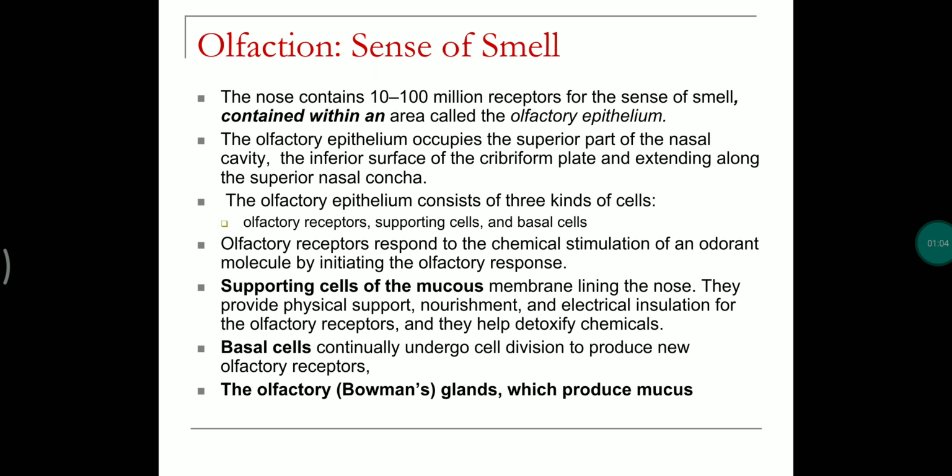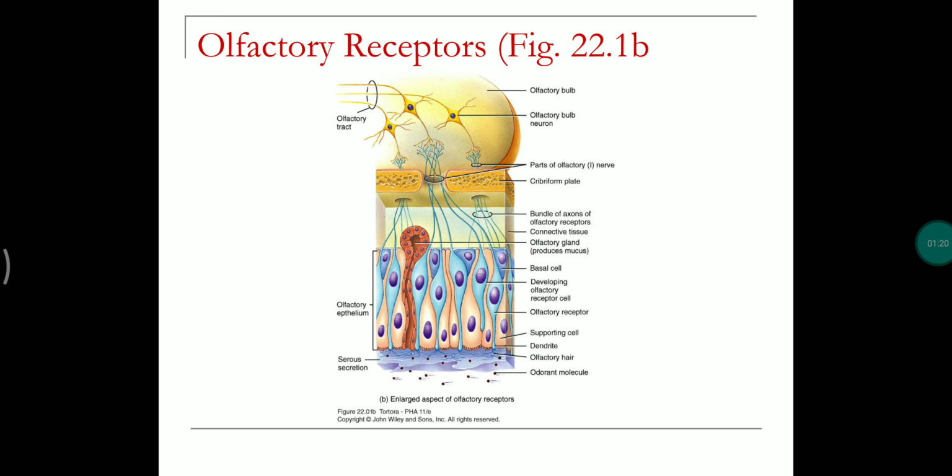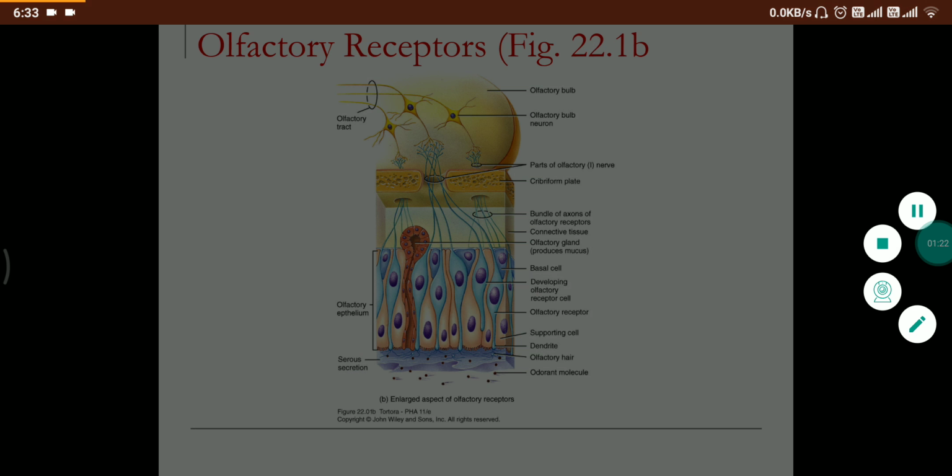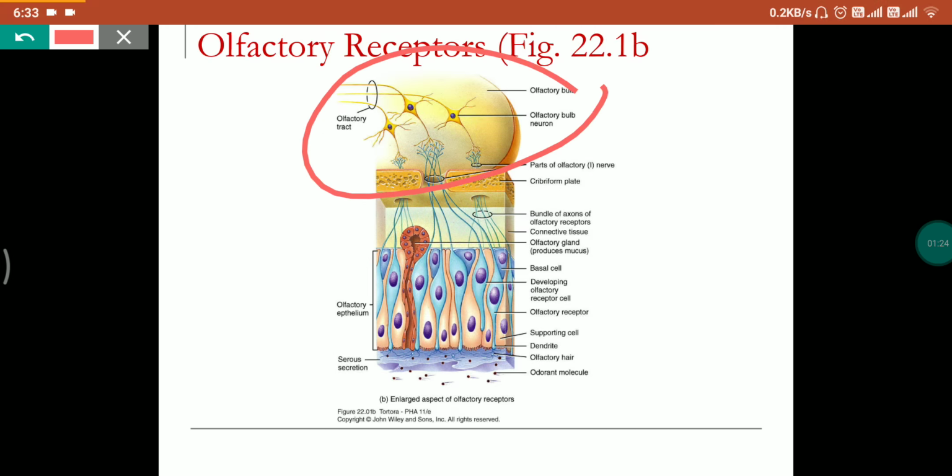The supporting cells, which are present in the mucous lining, help in the production of mucus, and provide physical support and nourishment to the receptors. The basal cells undergo cell division and produce new olfactory receptors. The olfactory glands are the Bowman's glands, which produce mucus in the olfactory epithelium. Here we can see the olfactory bulb, which receives input from the receptor cells. These are the olfactory receptor cells, these are the basal cells, these are the supporting cells, and these are Bowman's glands.